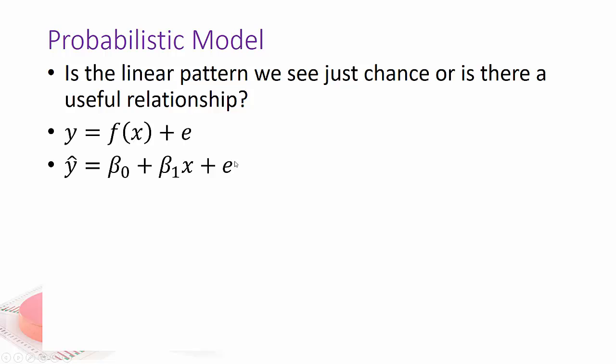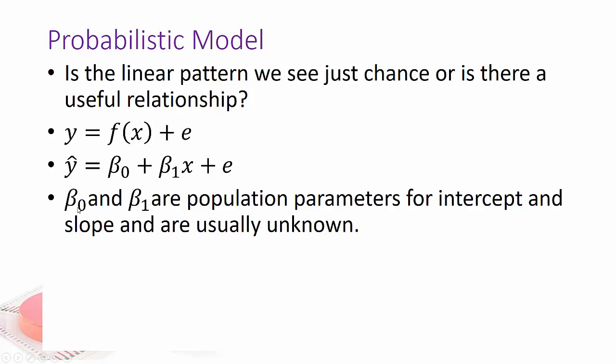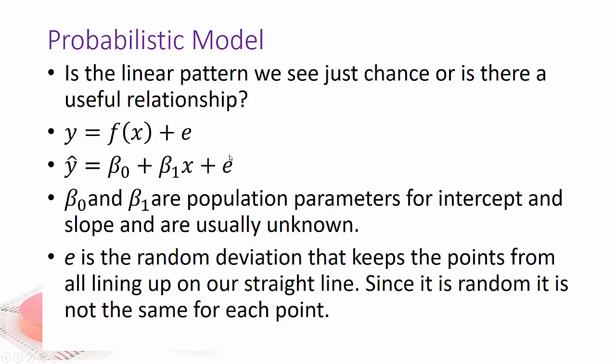And so it adds on to each of our terms. Beta naught and beta 1 are population parameters, so they represent the true y-intercept and the true slope for the actual relationship. All right, and they're usually unknown since we don't normally know population parameters. Epsilon is this little random deviation that makes us go up and above and below our line. It keeps it from lining up exactly perfect. And it won't be the same for every point.